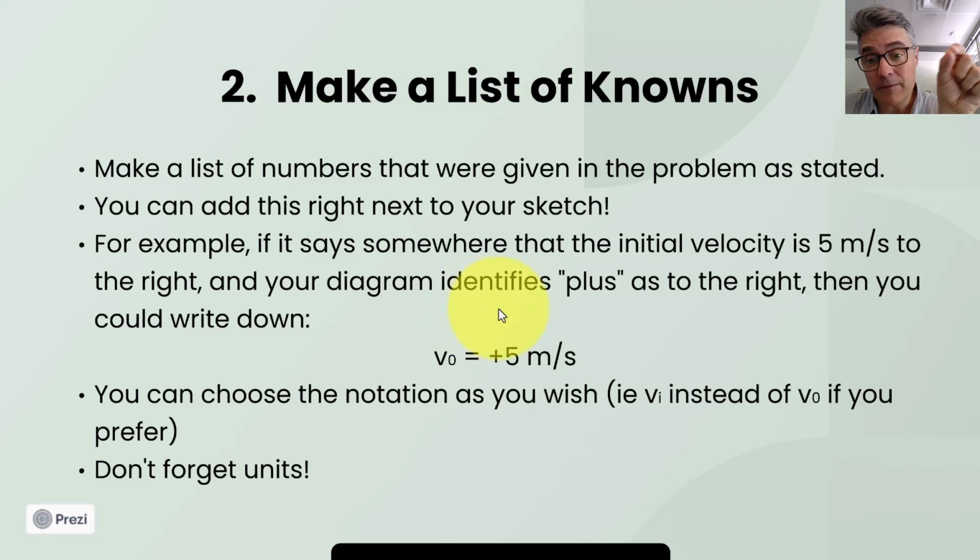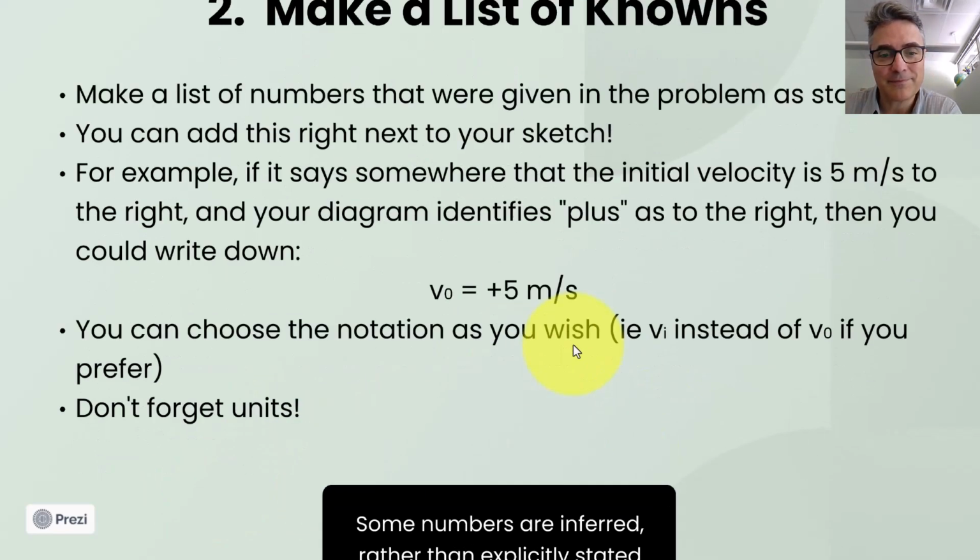your diagram you identified pluses to the right, then you could write down v sub 0 equals plus 5 meters per second. And you can choose the notation. So you could, if you wanted, put v_i instead of v_0, and don't forget the units.